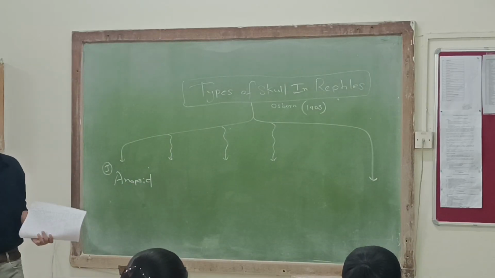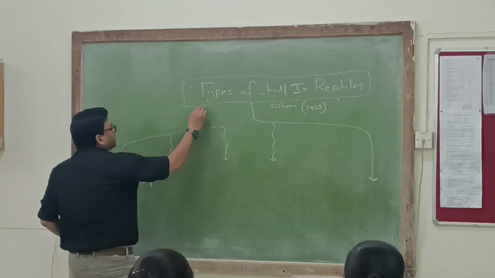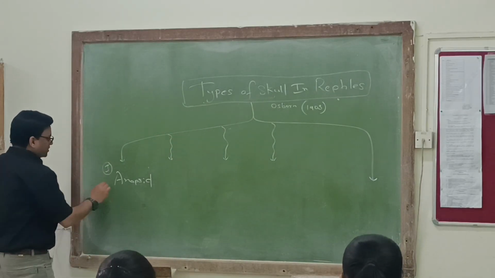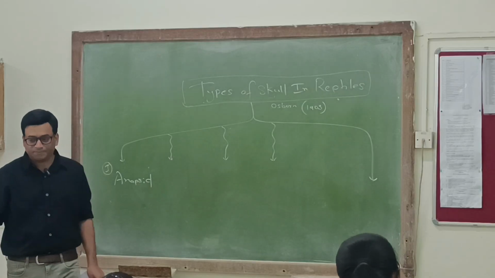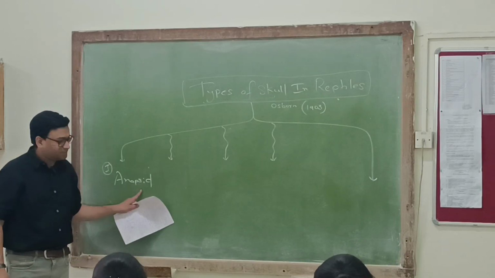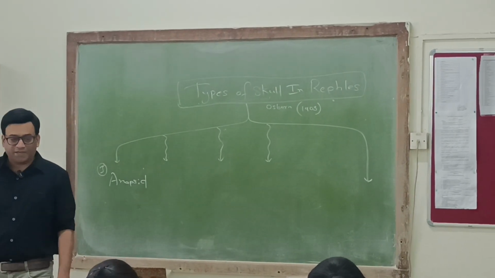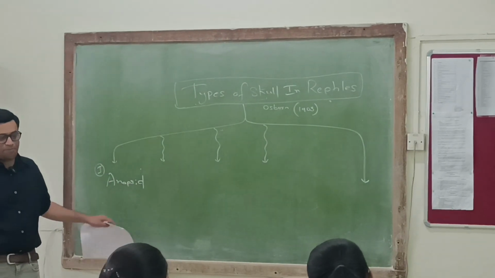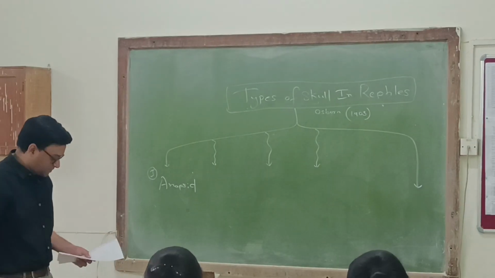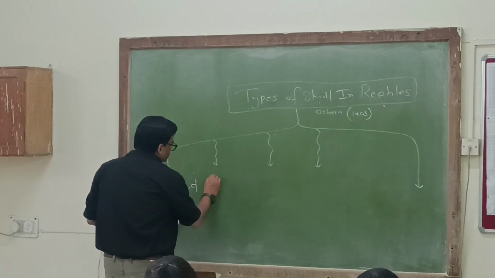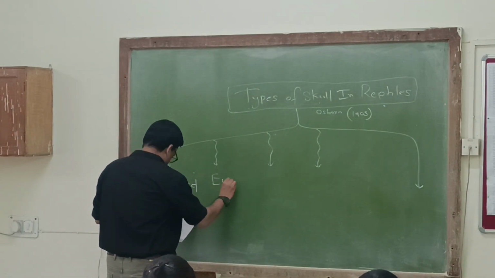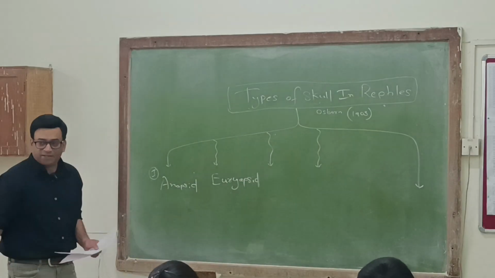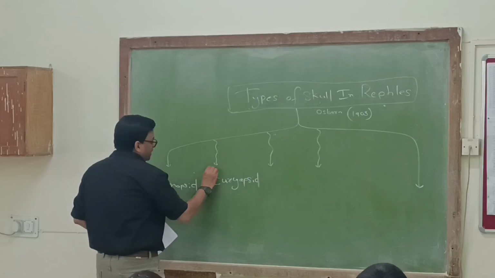Anapsid type of skull. These are types of skull. So the first category is Anapsid type of skull. This is not Anapsida, remember. This is Anapsid. We are right now not talking about the orders. We are talking about the types of skull. So the first type of skull is Anapsid type of skull. The second is Euryapsid. The second category is Euryapsid type of skull.